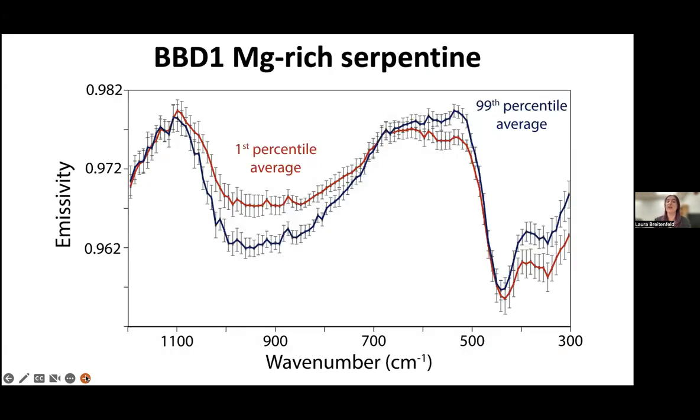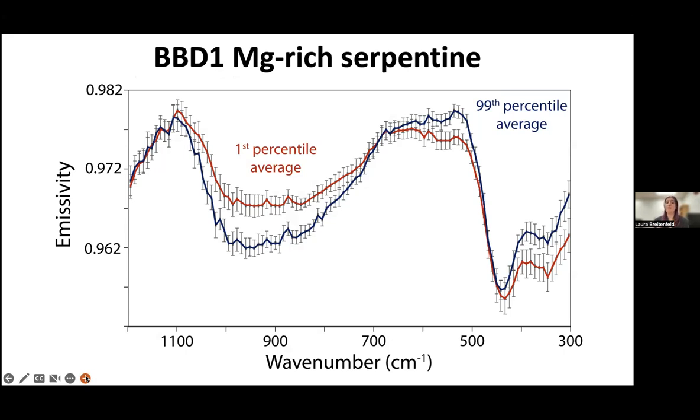So here I'm looking at comparisons between the first and the 99th percentile average spectra. In this case, in red, we're looking at a spectral average with the lowest prediction of magnesium-rich serpentine. And in blue, we're looking at the 99th percentile average, or the spectra with the highest prediction of magnesium-rich serpentine. Although these spectra look similar, there are some differences between them.